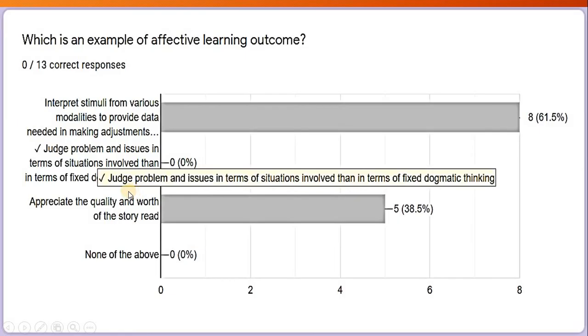Sino bang nagsabi, bawal yan? Dogmatic yon. But if you judge a problem and issues in terms of situations, magiging affective na ito. So, magbibigay ka ng tulong, dahil tao yun eh. Kawawa naman, tulungan natin. So, that's judging problems and issues in terms of situation, hindi dahil sa batas. Okay? So, that's affective learning outcome.